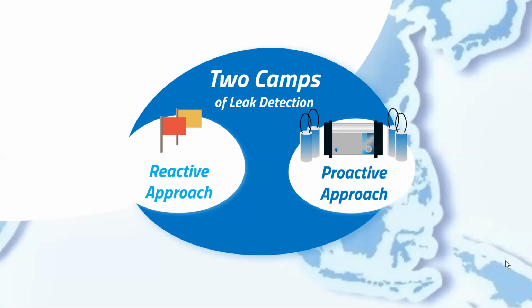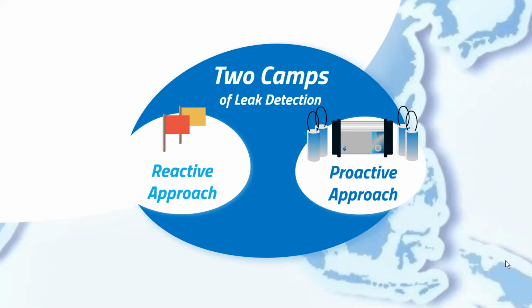And those two camps are the reactive approach and the proactive approach. Reactive, meaning, hey, I've got water bubbling up on the 100 block of Elm Street. I need to go out there and shoot the leak right now so we can begin digging. And then proactive, hey, we've got a lot of water loss in our system. I don't know exactly where it's going, but we would like to try to narrow that down and find where those leaks are.